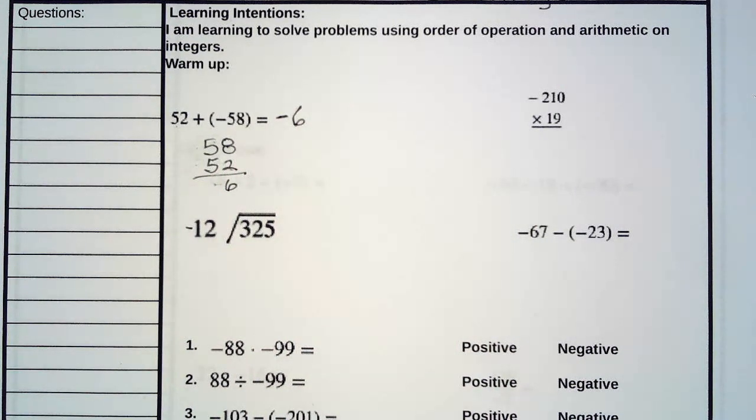Picture it on the number line if that helps. You're down at negative 58. You're going 52 spaces towards 0. You do not get to 0, so it's still in the negative side of 0.